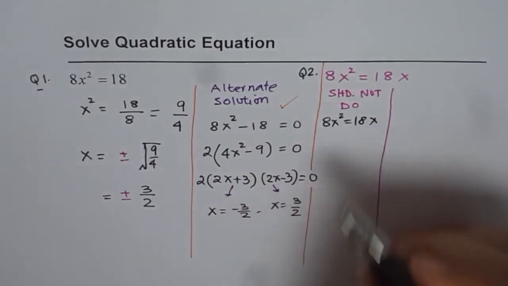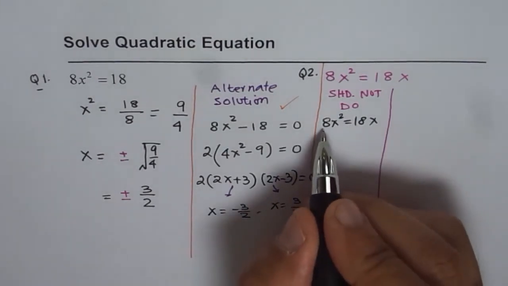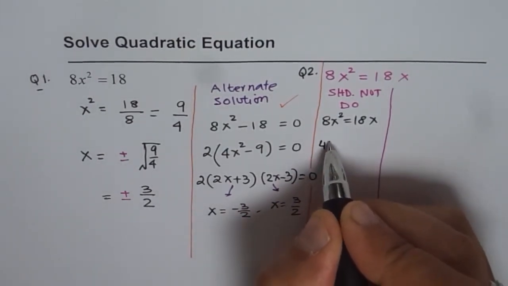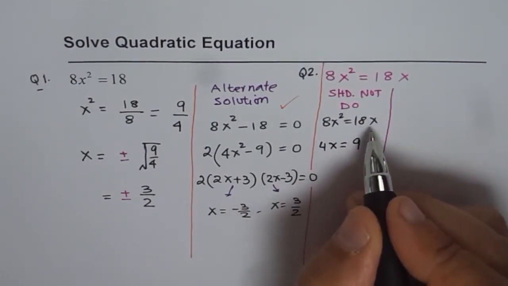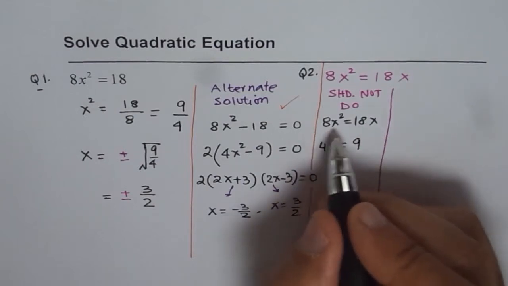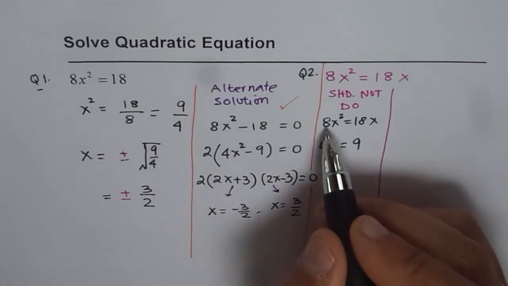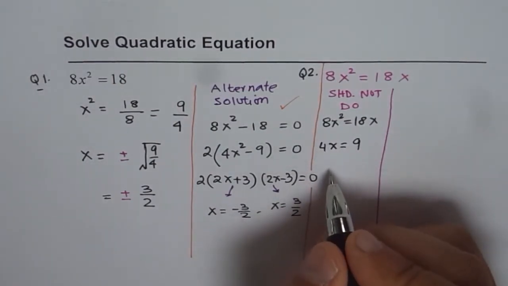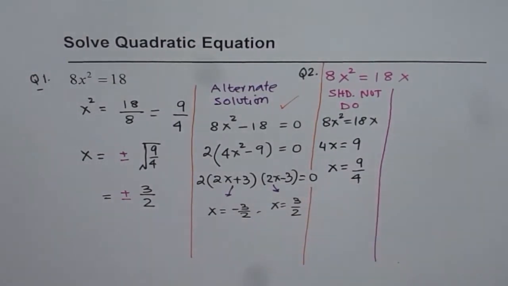So we have 8x squared equals 18x. We could cancel out x's, right? And from here we can cancel 2's also. If I cancel by 2, you get 4x equals 9, dividing by x and 2. If I divide by x, I get rid of x's, and if I divide by 2, I get 4 here and 9 there, and so I get x equals 9 over 4 as my solution, right? Now that is a huge mistake. What is the mistake here? We'll see when we do the correct solution.